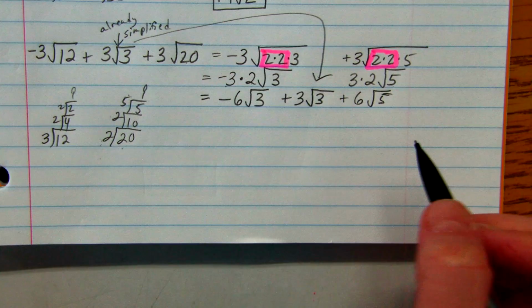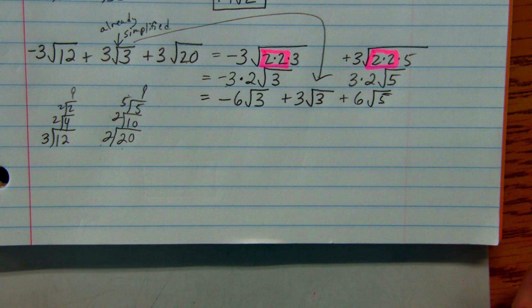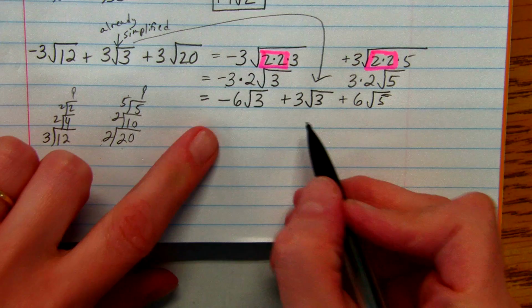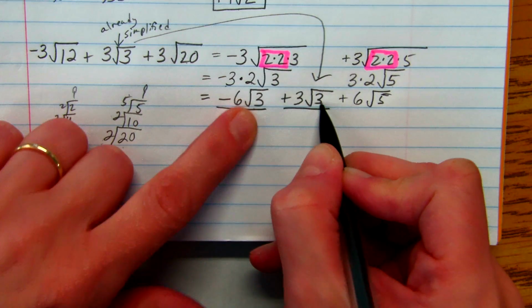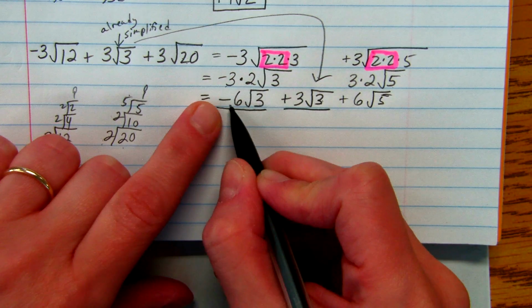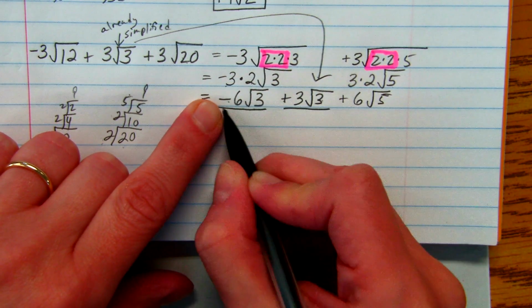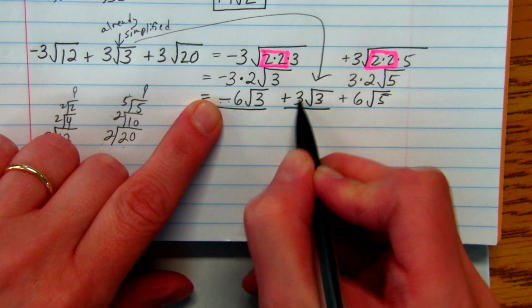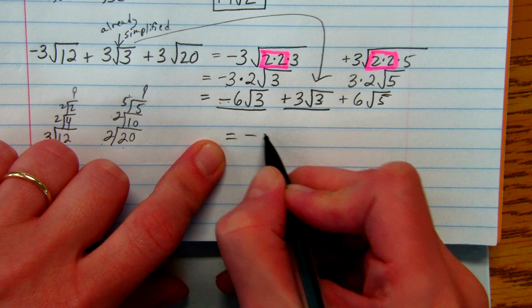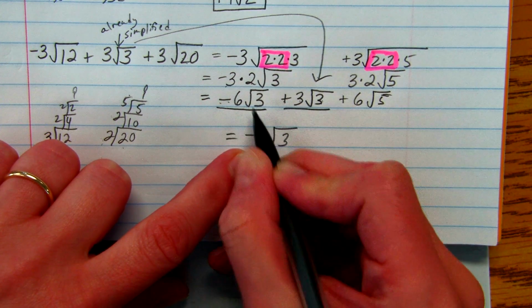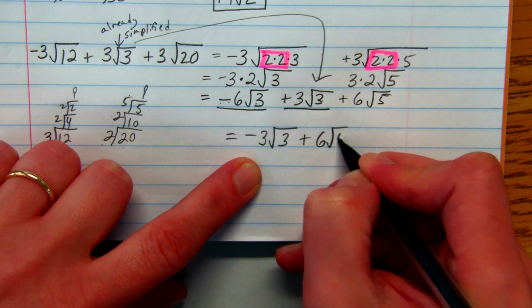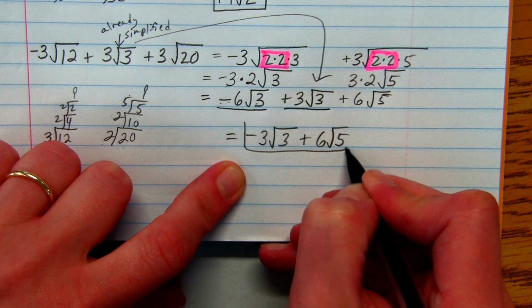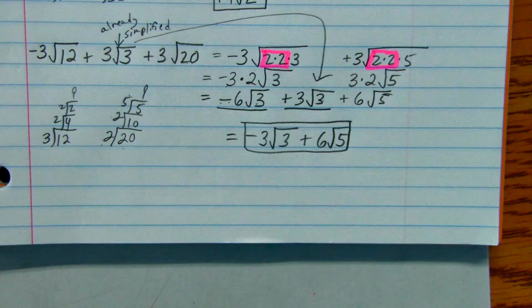Okay, so which parts can we put together? Which parts are like terms? Negative 6 and radical 3. Right. So the parts that have the radical 3, this part and this part, are like terms because they have the square root of 3. So I'm going to take negative 6 and add 3. What is negative 6 plus 3? Negative 3. So I'm going to get negative 3 radical 3. So that part just goes along. And then I will just tack on the plus 6 radical 5. I cannot combine those because they are not like terms.